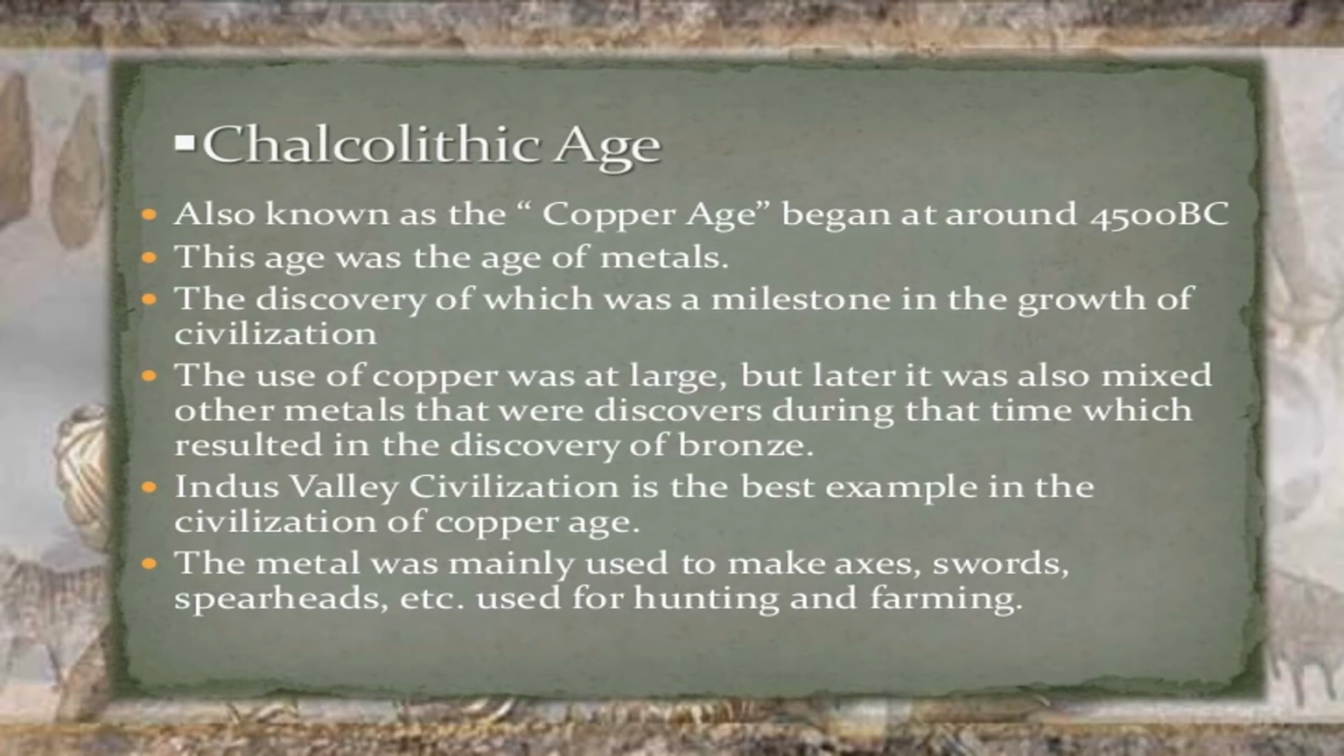Indus Valley civilization is the best example of a Copper Age civilization. The metal was mainly used to make axes, swords, spearheads, etc., used for hunting and farming.